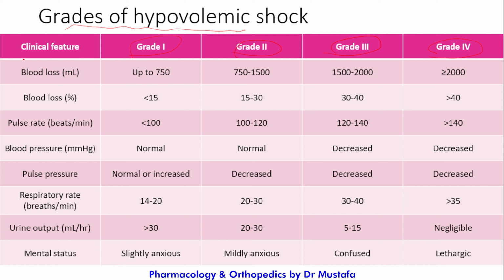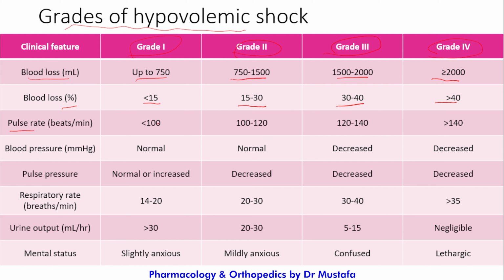And here, the first one is blood loss in milliliters and percentage. So in grade 1 it is up to 750, which is less than 15%. In grade 2 from 750 to 1500, which is from 15 to 30%. In grade 3 from 1500 to 2000, which is from 30 to 40%. And in grade 4 it is more than 2000, which is more than 40%.